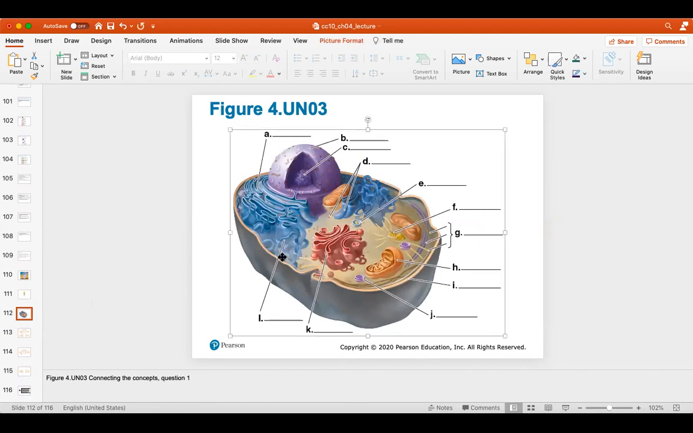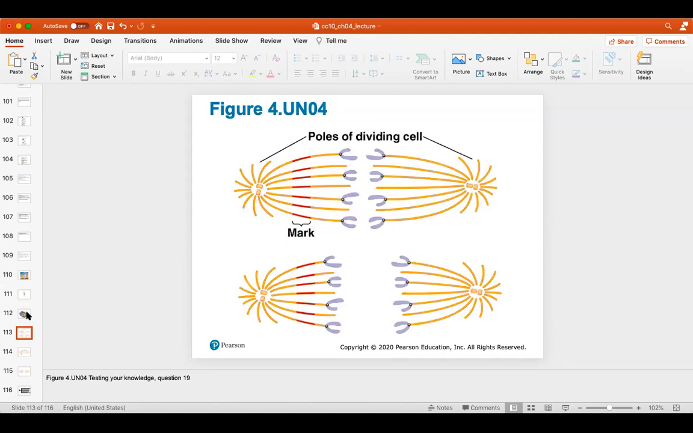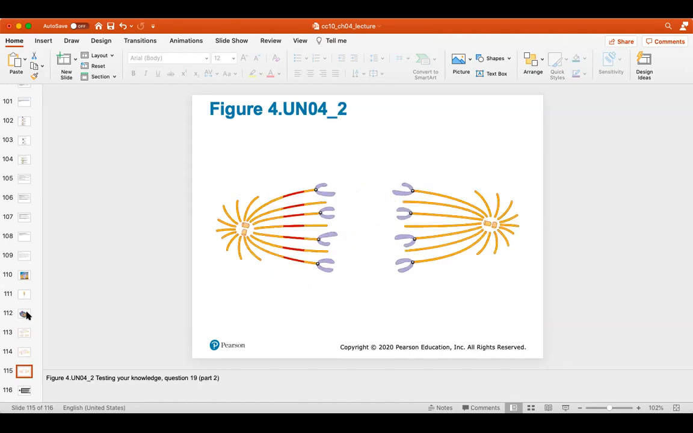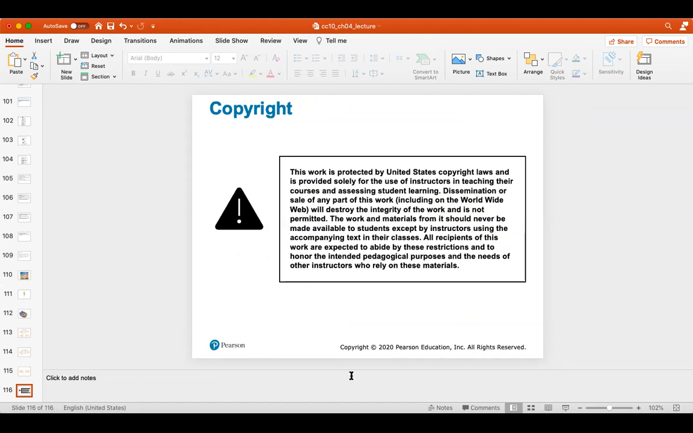Here's a great practice. If you can label all these structures, labeled I through L of the internal parts of the cell, that's also a great review slide. Here are the poles of a dividing cell. This is talking a little bit about mitosis, which we did not get to in this chapter yet. And that is the end of this chapter.